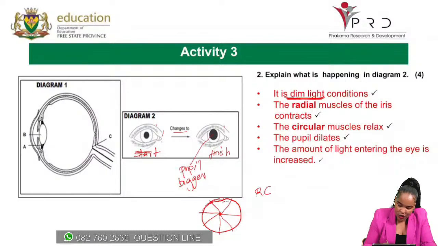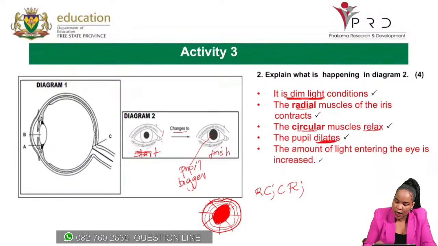And therefore, the circular muscles, the ones that are circular, I think everyone knows what a circular muscle may look like. So circular muscles are these ones. The circular muscles are going to relax. So when they relax, what happens to the size of the pupil? Let's say this was our pupil. I'm going to draw a red pupil just to show you that. So the size of the pupil is going to do what? It is going to dilate. The pupil is going to dilate.